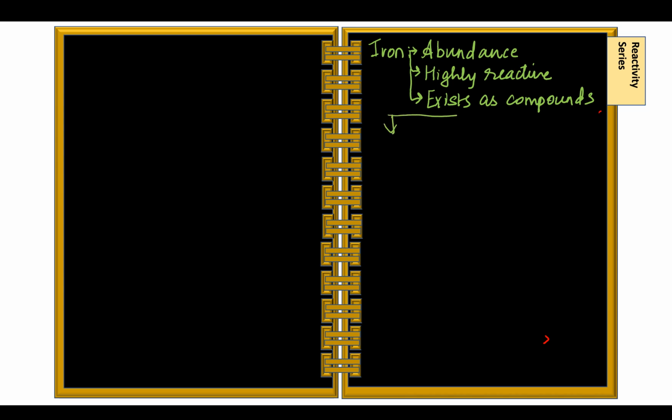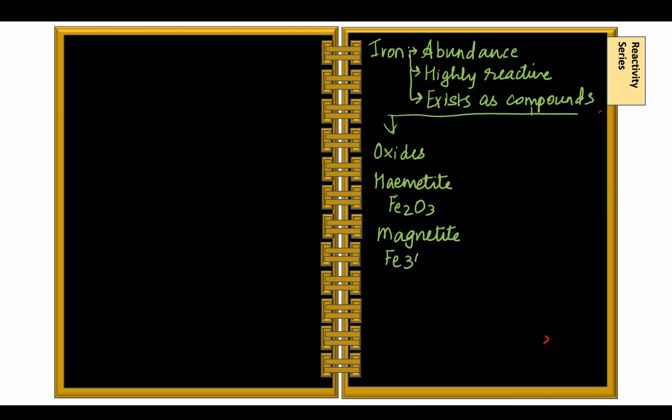the first compound can be said to be the oxides. So it exists as oxides, and you have hematite as one oxide. So you have the hematite, which is Fe2O3. Then you have the magnetite, which is Fe3O4, and limonite, which is Fe2O3.3H2O. Now you need not know limonite for sure, but hematite and magnetite you need to know the names and formula, okay, from the exam point of view.